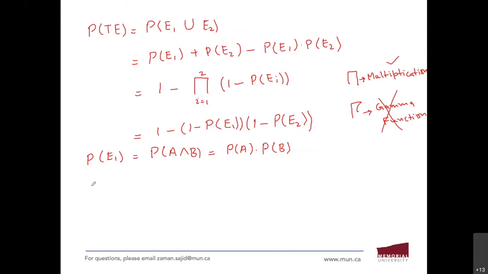Now E2 is also connected through an AND gate. So I will have the probability of E2 equals the probability of C intersection D, since E2 has the basic events C and D. That should equal the probability of C times the probability of D. Now I take these values of the probability of E1 and E2, and I'm going to put them in, let's say, equation number 1 here.